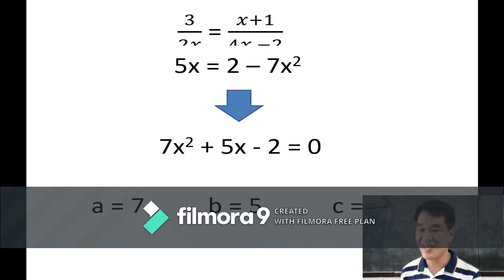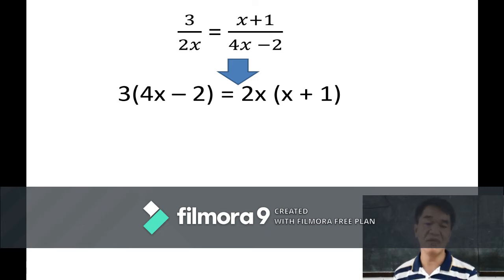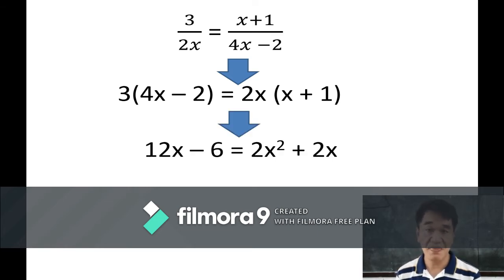How about this one? Again, we simplify them by cross multiplication. So this is 3 times the quantity of 4x negative 2 and 2x times the quantity of x plus 1, as you see it there. By distributive property, I have 12x negative 6 equals 2x squared positive 2x. Just plain distributive property.